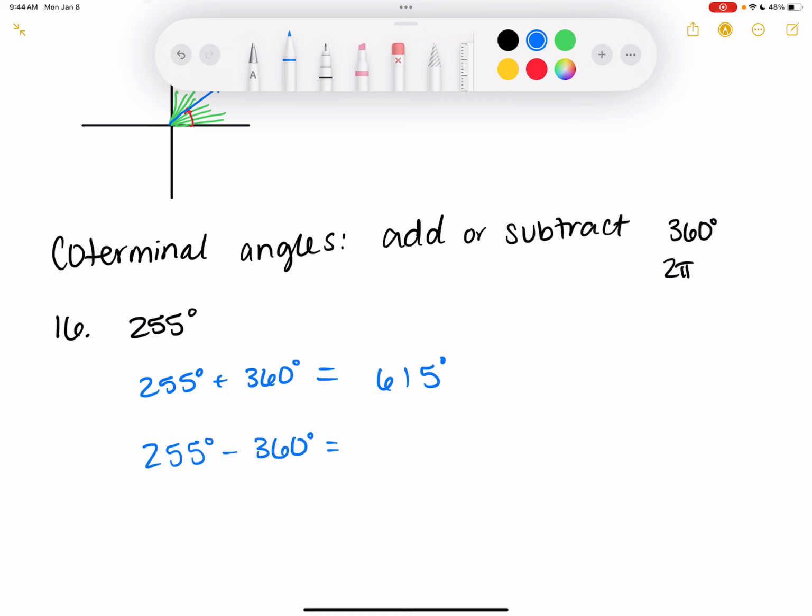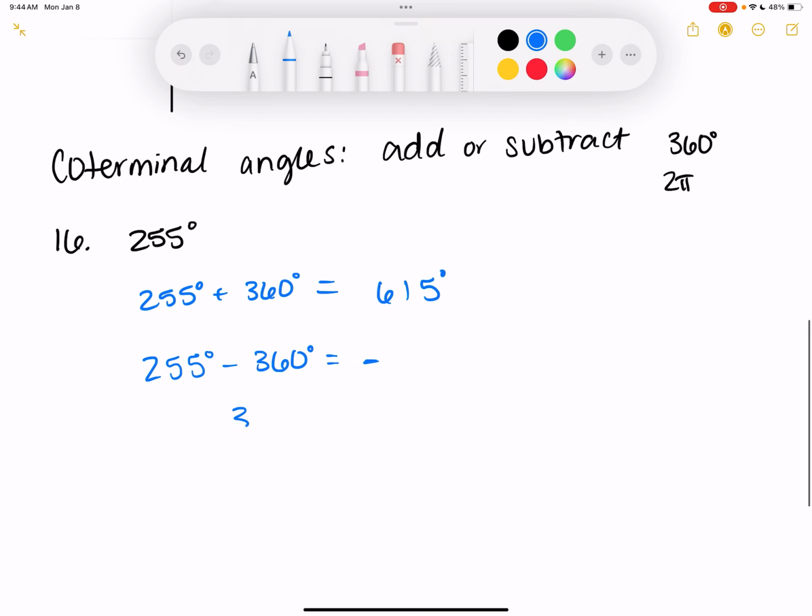For that one, I usually will do the 360 and subtract the 255 and then just put a negative sign on it. So I'll set it up like this. So that would be 105, but it would be negative because the signs are switched. So the coterminal angles with this angle would be 615 degrees or negative 105. So that would be the first positive and the first negative one from 255.